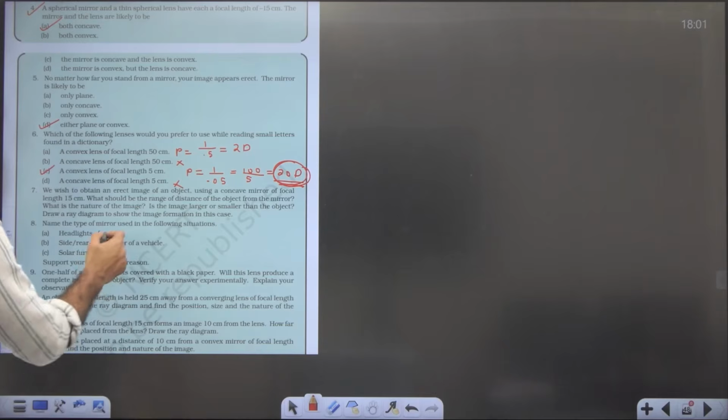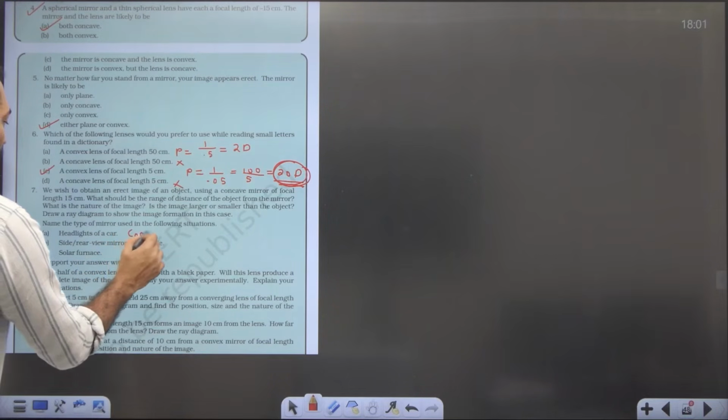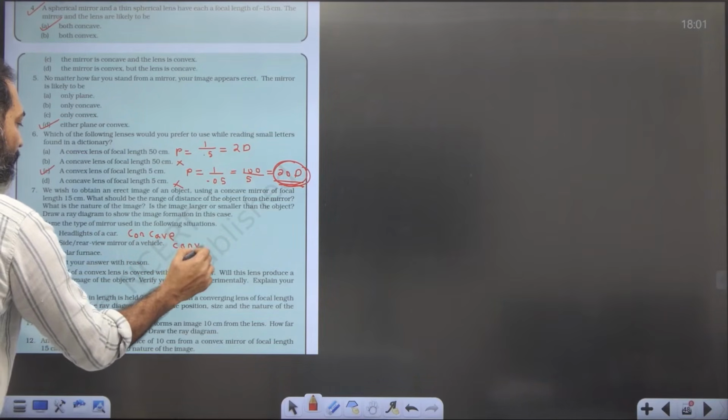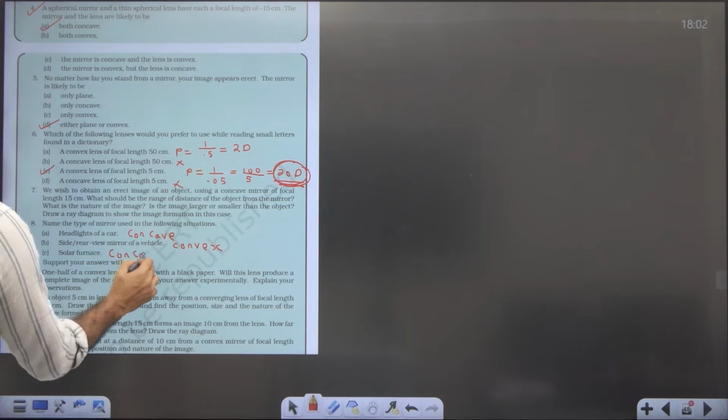Next, name the type of mirror used in the following situation. Headlights of a car. For headlights of a car, what will we be preferring? We are using concave mirror. Side rear view mirror is what? Convex mirror. Solar furnace is again what? Concave mirror. That we have discussed, right? So headlight concave mirror, rear view mirror convex, solar furnace is also concave mirror.